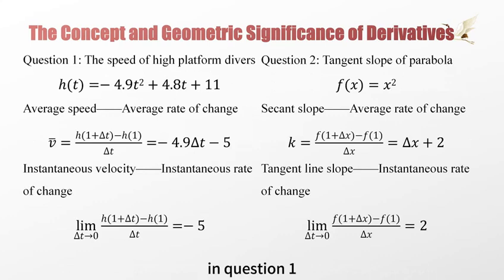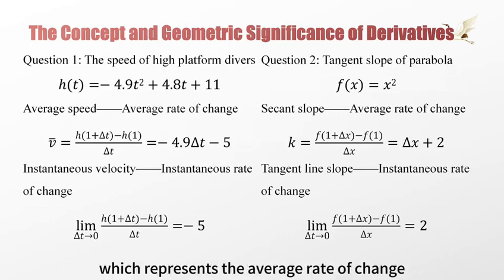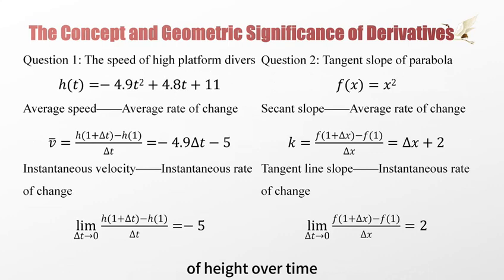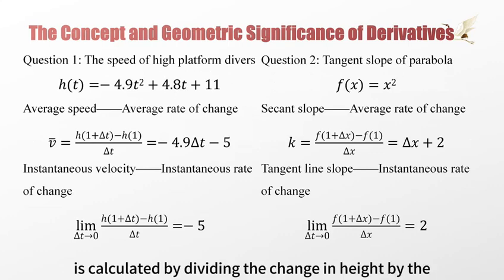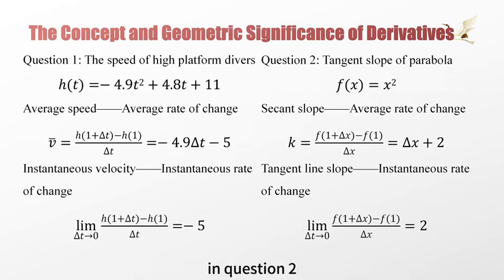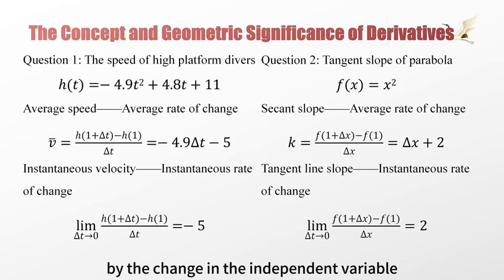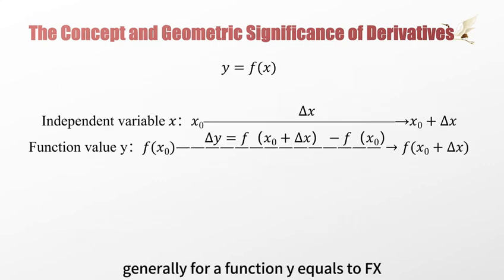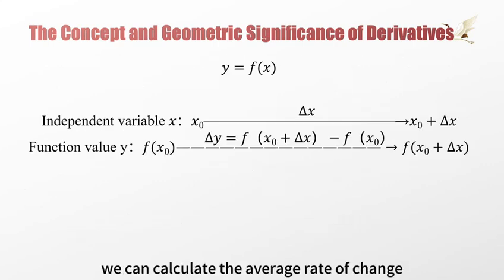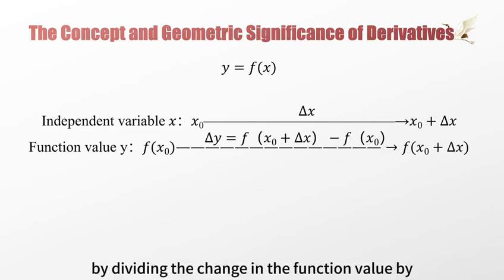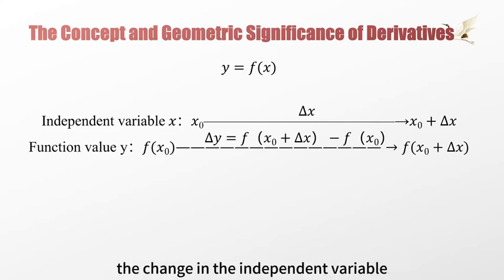In question 1, the average speed, which represents the average rate of change of height over time, is calculated by dividing the change in height by the change in time. In question 2, the slope of the secant line, which represents the average rate of change of the ordinate of a point on the parabola, is determined by dividing the change in the function value by the change in the independent variable. Generally, for a function y equals f(x), we can calculate the average rate of change by dividing the change in the function value by the change in the independent variable.